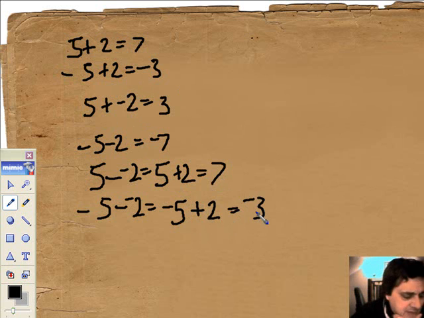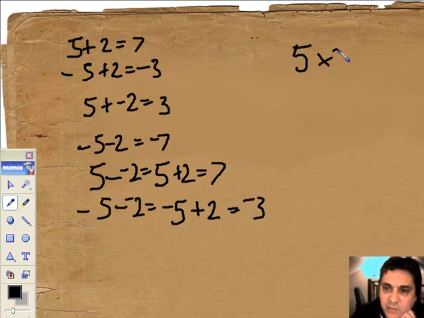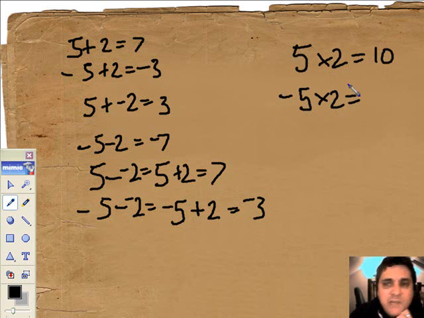Now, what about multiplying? Now this is an awful lot easier than adding, I'm telling you. So for example, 5 multiplied by 2, clearly, well that's 10. What about minus 5 times 2? That's going to be 10 of some sorts, but there's a negative value in front of the 5. It makes the whole thing minus 10. So minus 5 times 2 is minus 10.